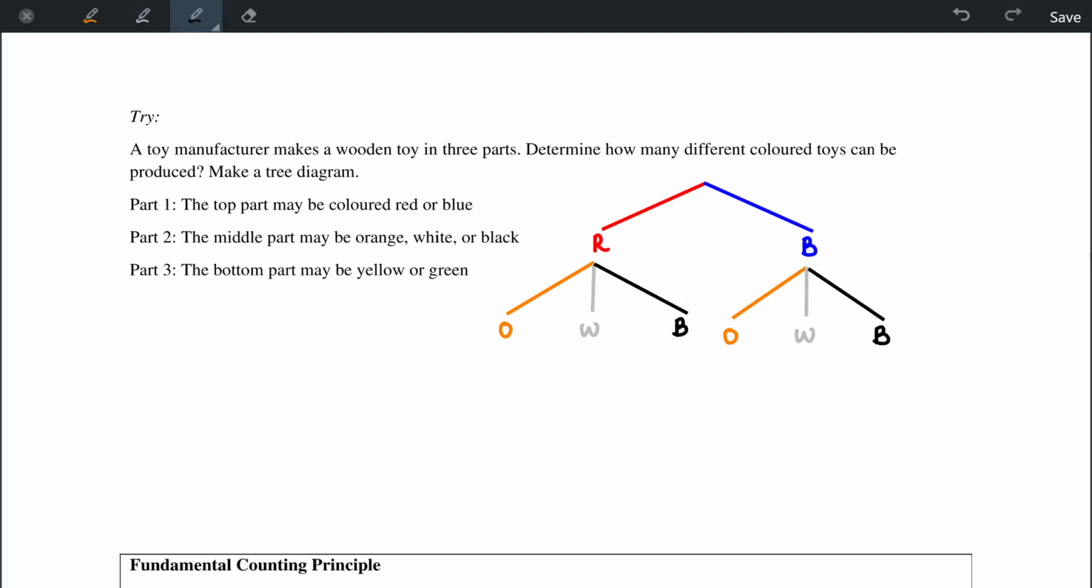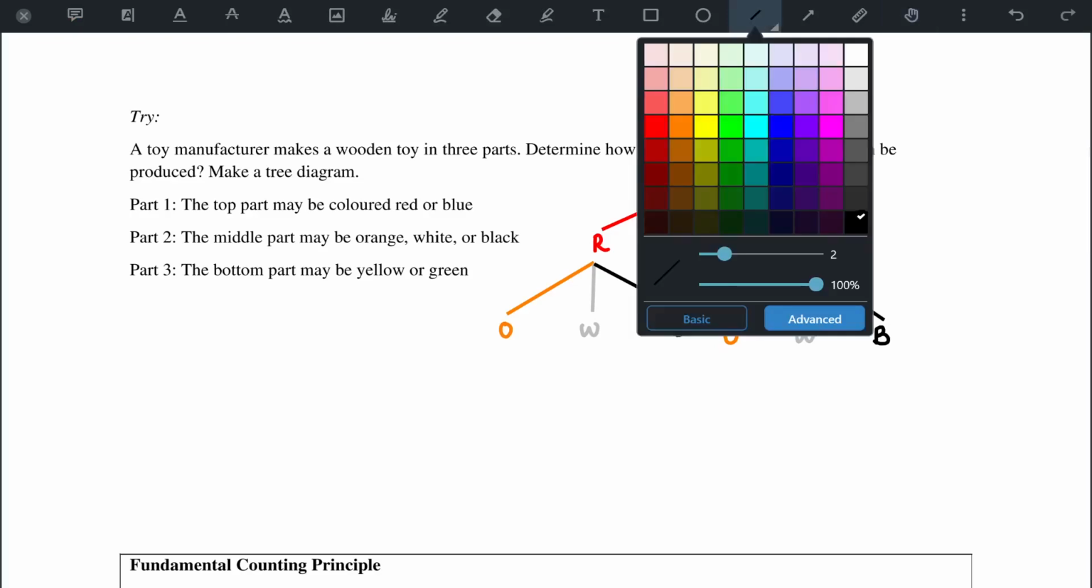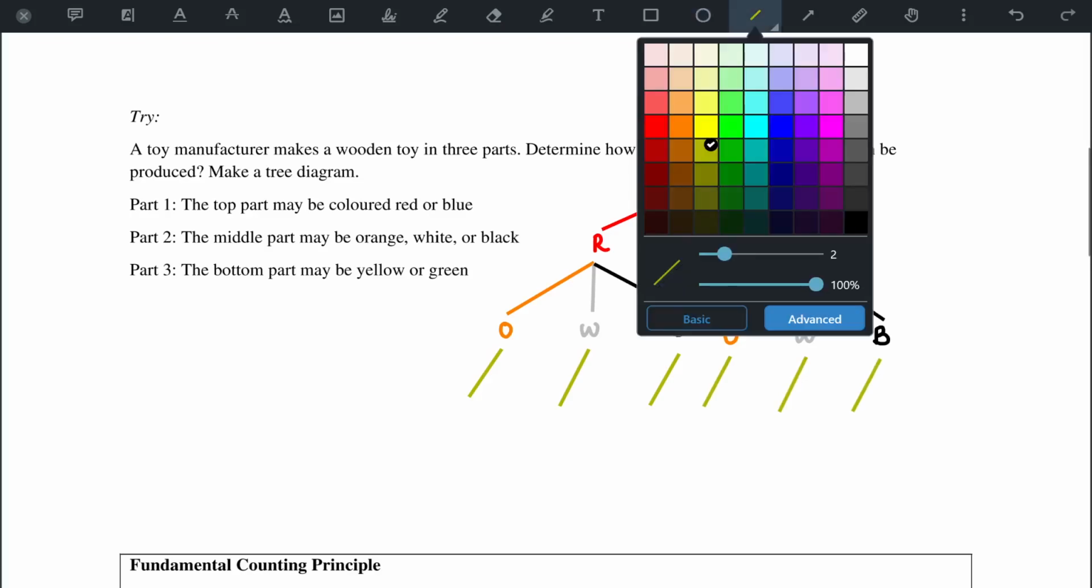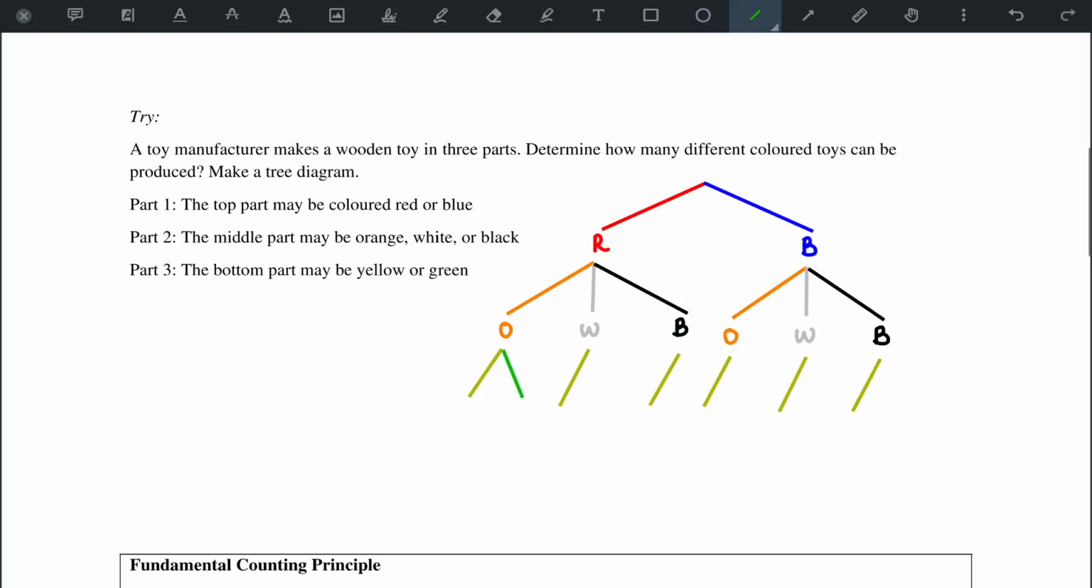And finally, the bottom part may be yellow or green. So we're going to go ahead and add those in underneath each of the orange, white, and black on both sides. So that's the yellow part. And then, of course, the green on the other side. Okay, it's a little bit crowded here, but that's okay. Okay, and we can use just Y for yellow.